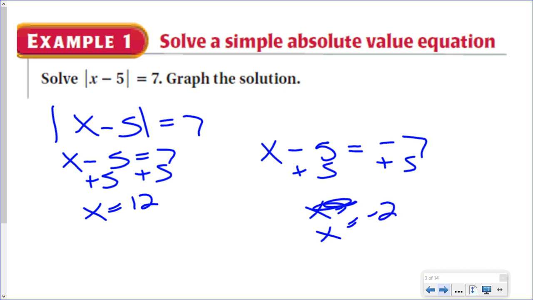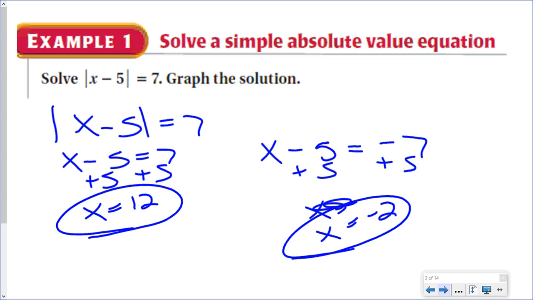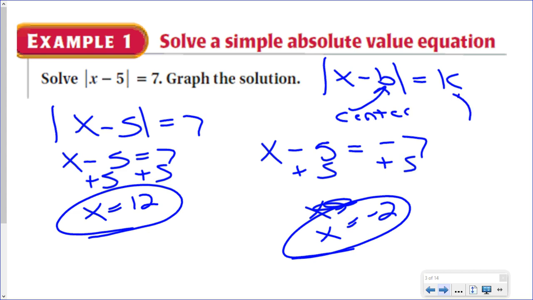Okay, so let's just talk about these answers a little bit. So this problem is in your notes, but I'd also like you to put this in your notes off to the side a little bit. The absolute value equation is the absolute value of x minus b equals k. This is your center number, and this is your distance from center. I'm going to run out of space here. I can try to put it over here. Distance from center. Okay, so that would go with this guy over here.